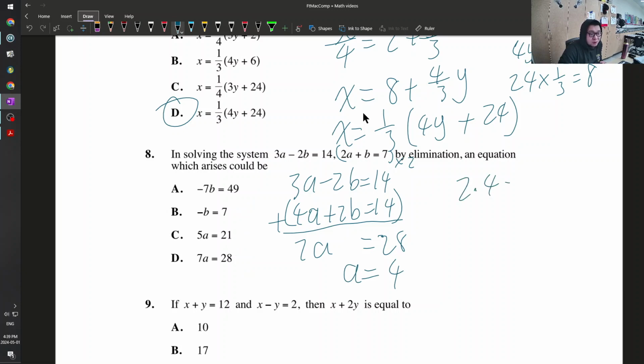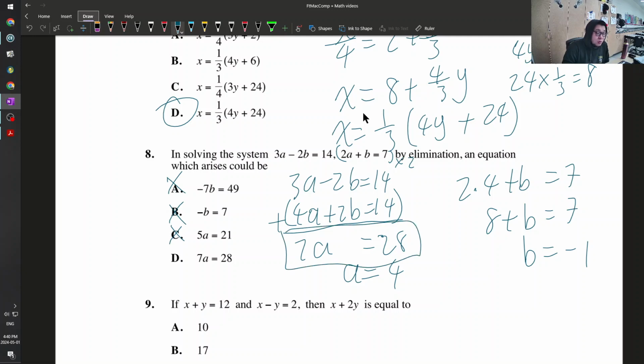2 times 4 plus b is equal to 7. 8 plus b is equal to 7. That means b is equal to -1. So negative b is equal to 7. This is incorrect. Negative 7 times -1 is now equal to 49. That's incorrect. 5a is equal to 21. That cannot be correct. 7a is equal to 28. We actually do have this, and 7 times 4 is equal to 28. So D must be correct.